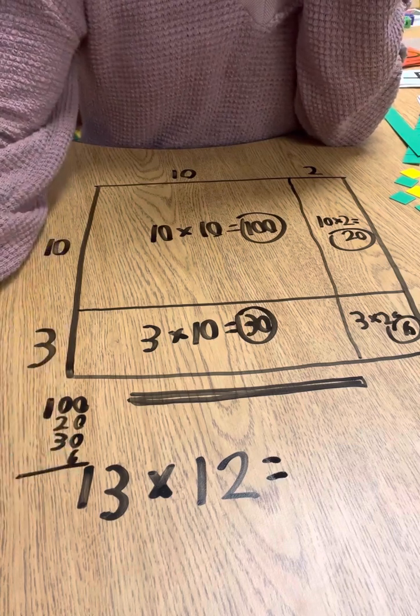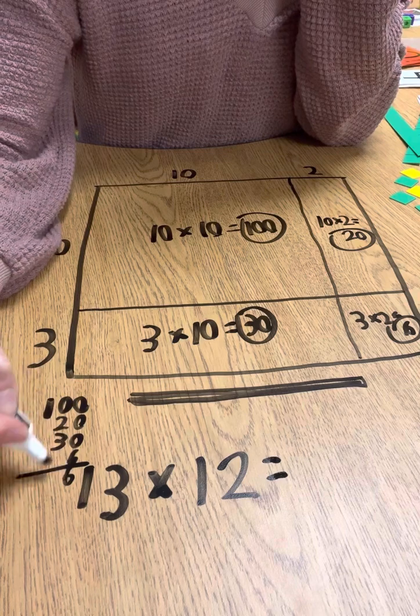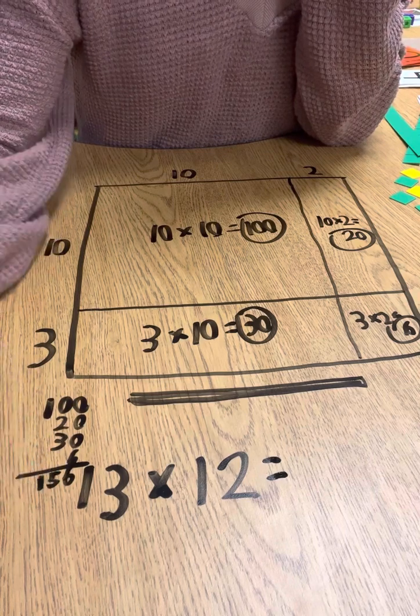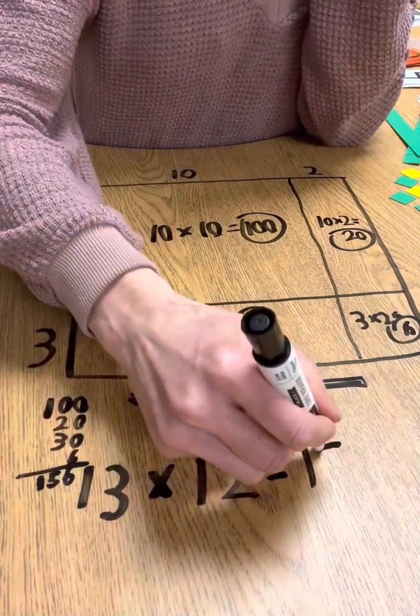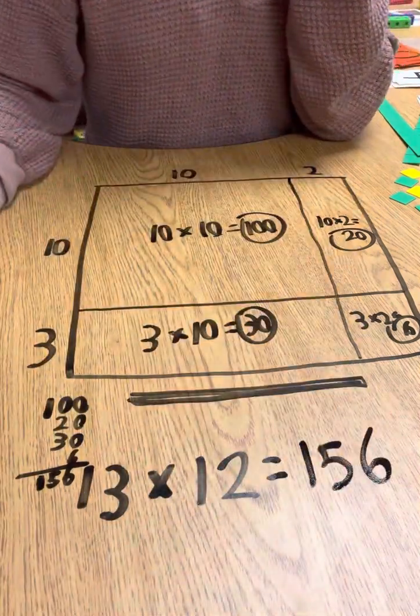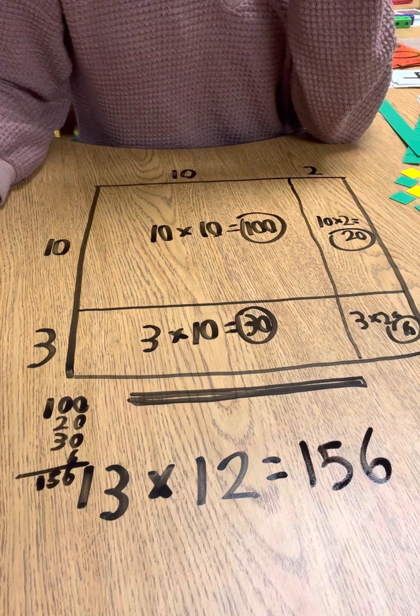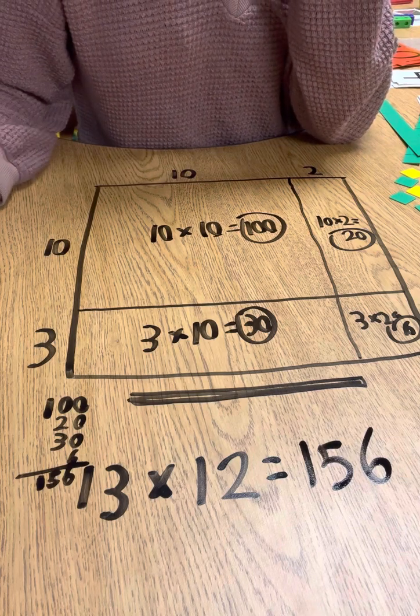I'm running into my number sentence here. So I have 6, I have 5, and I have 1, which is 156. I have 156 seats in my whole entire theater. And that, my friend, is an area model.